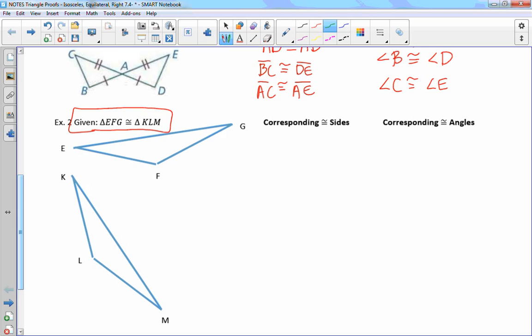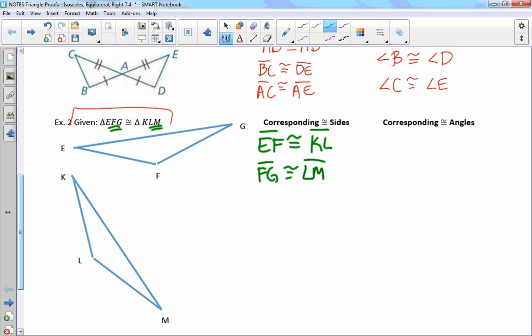If I look at the order of the letters, EF, Kenneth, what side is congruent and corresponds to EF? KL, yep. Because it's first two and first two. Okay, Tyson, can you give me another pair of congruent sides? FG, that's the last two letters listed, so that has to correspond to what, Mason? Good. Last two, LM.